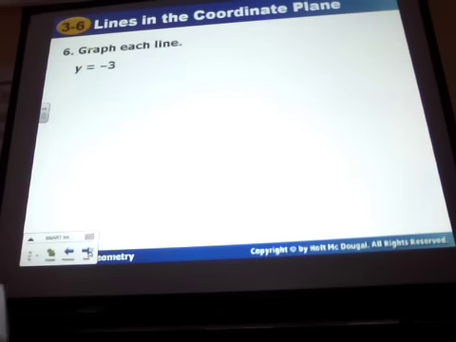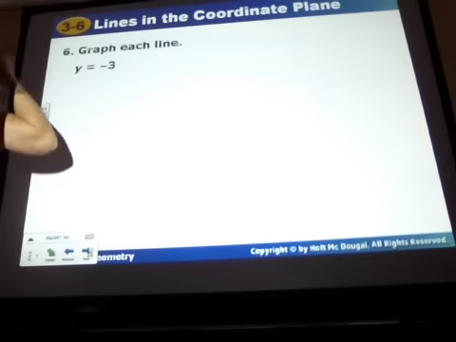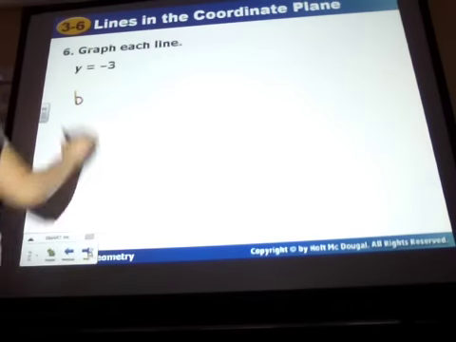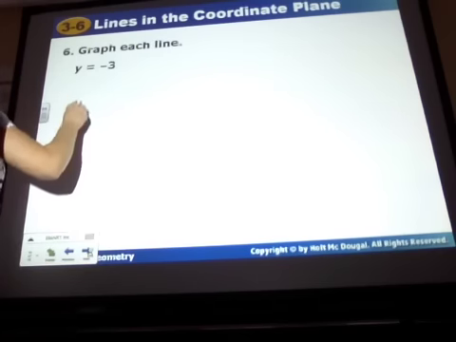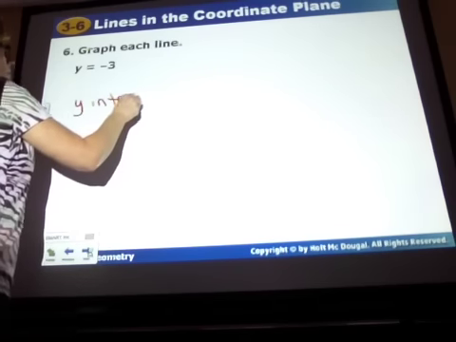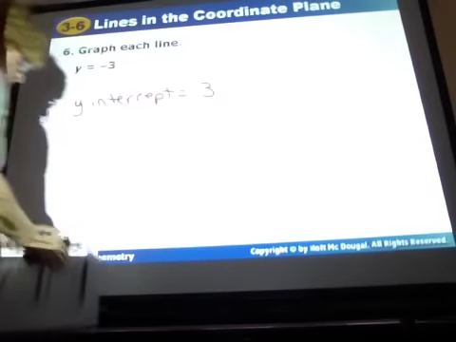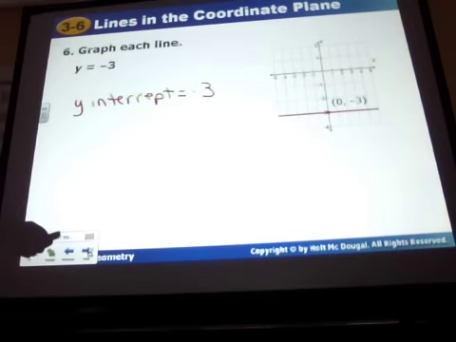Graph each line. Y equals -3. So this actually is my y-intercept. Therefore, we're going to have a horizontal line, and it's going to intersect the y-axis at -3. Any point on this line will have a y-coordinate of -3. The only value changing here is your x-coordinate.